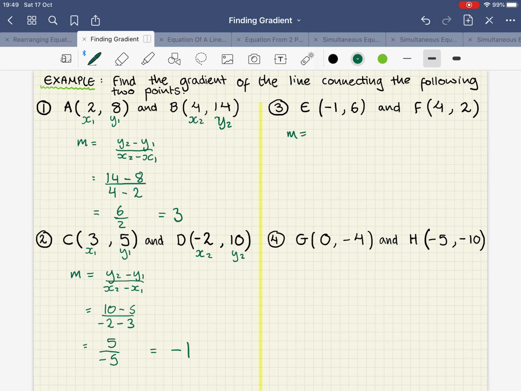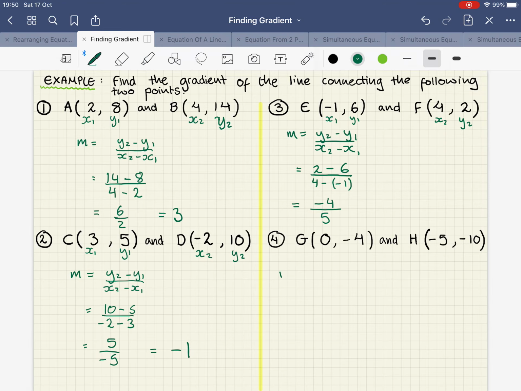And again, writing out my formula, y2 minus y1 over x2 minus x1, labeling my points. So here's my first set, here's my second set. And so I'm going to have 2 take away 6 over 4 take away. Now when I've got a double negative, I personally like to put it in brackets because it just makes it a little bit clearer for me. So 2 take away 6 is negative 4. 4 take away negative 1, that's going to turn to a positive, so that's just going to become 5. And I can't simplify that, so I'll leave that as is.